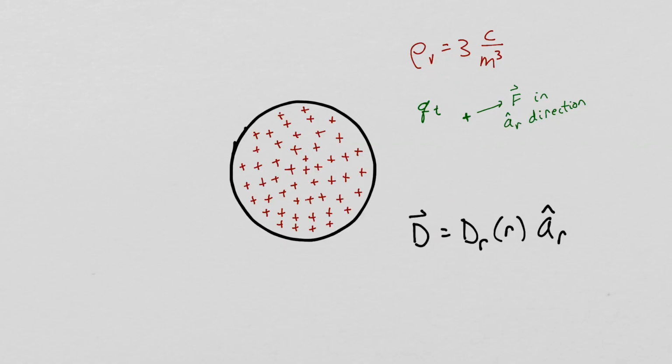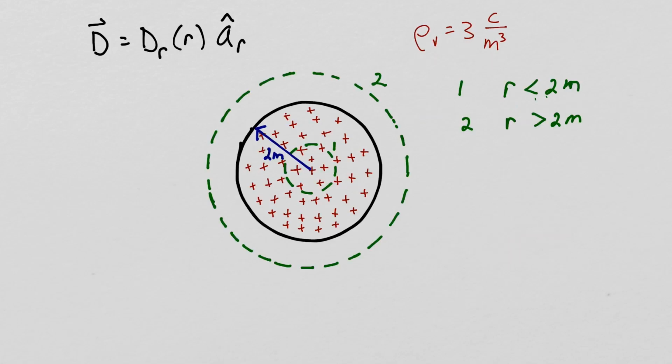The electric flux density field, therefore, only has a component in the radial direction, and it only depends on r. The Gaussian surface that will match the symmetry of our electric flux density field will be a sphere. You'll have to apply Gauss's law in two regions. The first region is when the radius of your Gaussian surface is less than 2 meters, and the other region is when the radius of the Gaussian surface is greater than 2 meters.